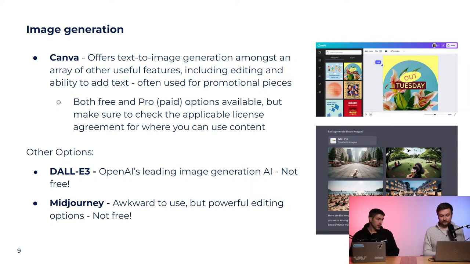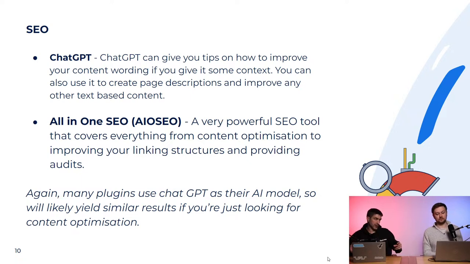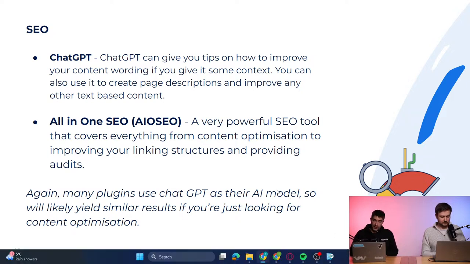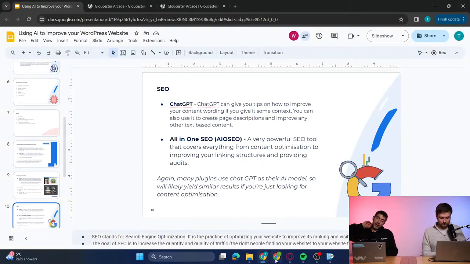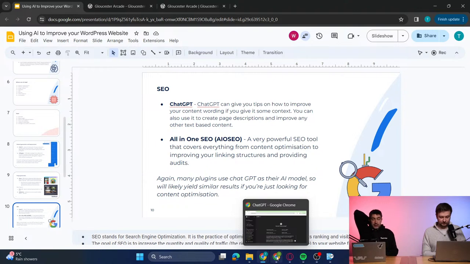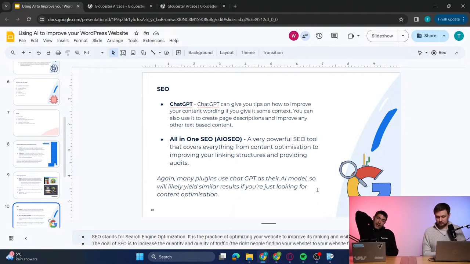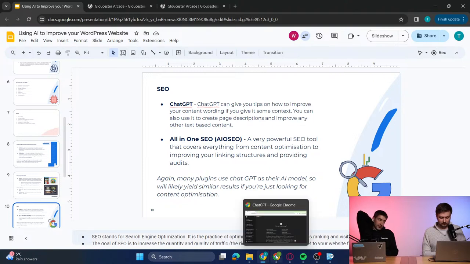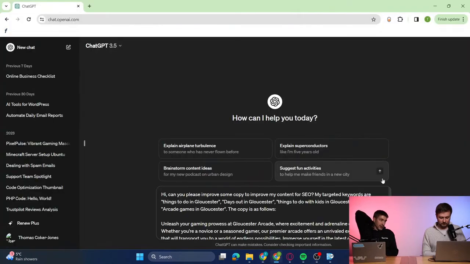Yeah, cool. So next up, we're going to talk about SEO. And I think we were going to quickly show you how we can use it. ChatGPT is really good. It can give you tips on how to improve your content wording if you give it some context. So you can use it to create page descriptions, page titles, all that sort of stuff. Essentially, I think Tom's just going to show you here. I gave him a prompt.